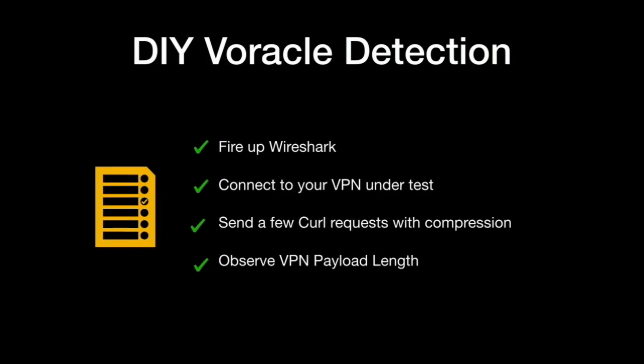I haven't tested all the VPNs out there, but for the ones that I've tested that have compression enabled, the attack was possible. And this is how I tested without doing a full-fledged exploit. Here's your do-it-yourself oracle detection. All you need is Wireshark and a terminal with curl, and you connect your VPN under test, and just send a curl request and observe the payload length.